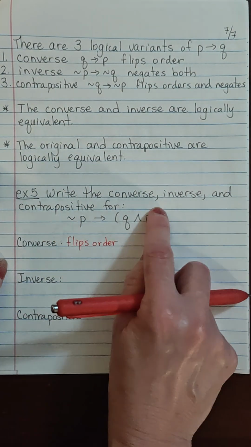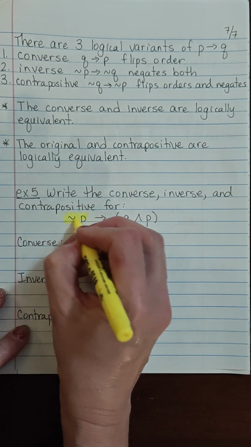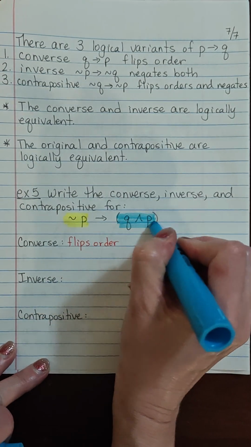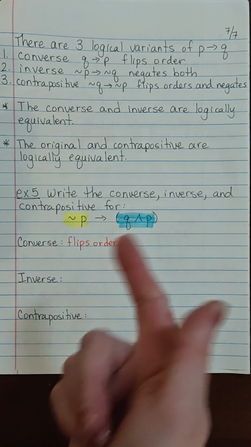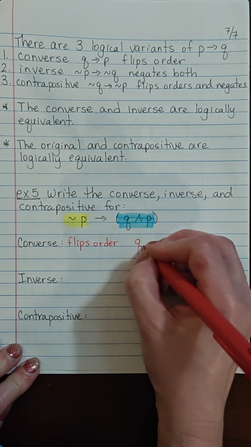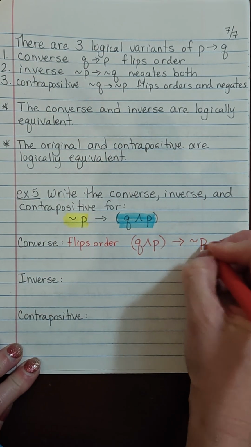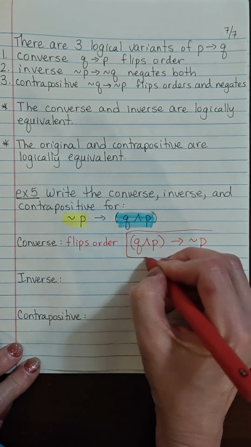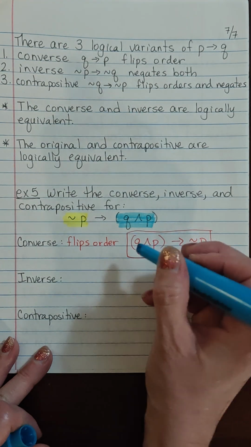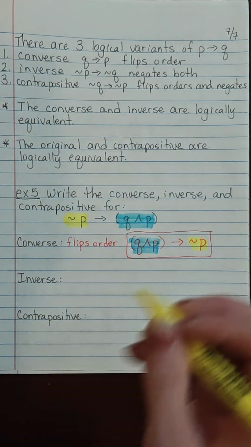So we've got this first thing and we've got this second thing. So you guys know how I feel about colors. So let's accent this first and this second. First thing being what's to the left of the arrow and the second thing being what's to the right. Flips the order, just puts the blue stuff first. So Q and P goes first and not P goes second. That's it. Easy peasy. It just flips the order. All right, so the blue goes first and then the yellow.